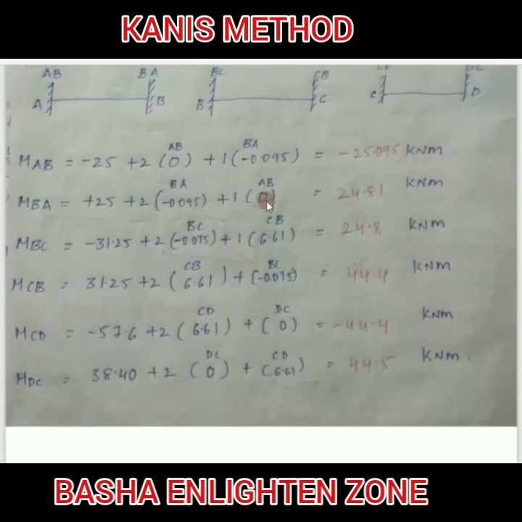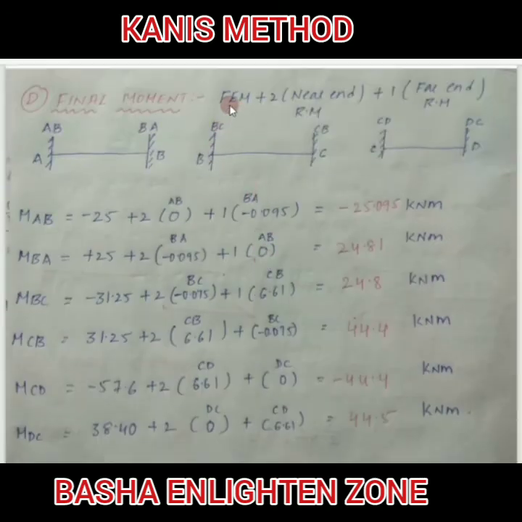So again, see the formula I am applying here. Fixed moment is minus 25 plus 2 into its near end, which means for AB there will be no rotation moment, that is 0, plus 1 into far end rotation moment, which means for AB, BA is the far end rotation moment, that will be minus 0.095. If you simplify this one, you will get minus 25.095 kilonewton meter.